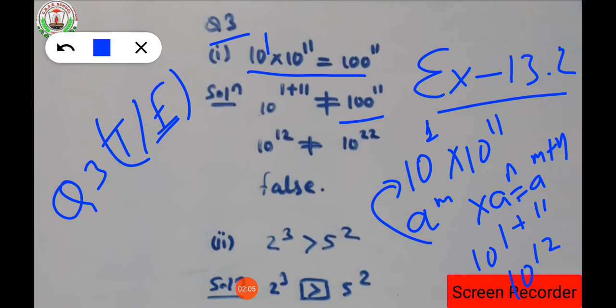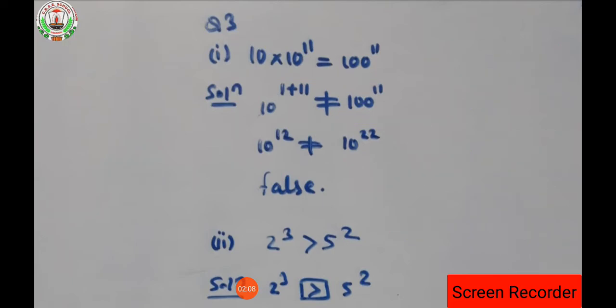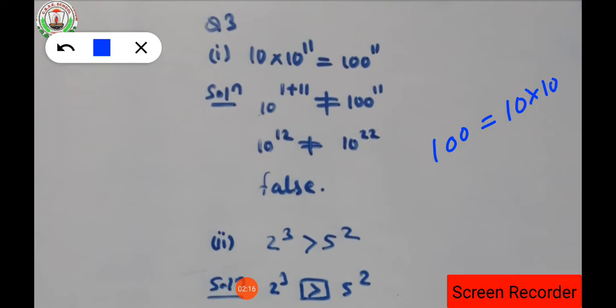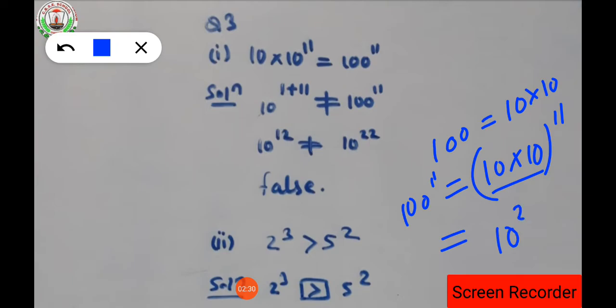Why is it 22? Because 100 can be written as 10 into 10. So 100 to the power 11 can be written as 10 into 10 whole to the power 11. So 10 into 10 can be written as 10 to the power 2 whole to the power 11. So using the laws of exponent, 2 into 11 will be how much? 10 to the power 22. That's why 100 to the power 11 can be written as 10 to the power 22.